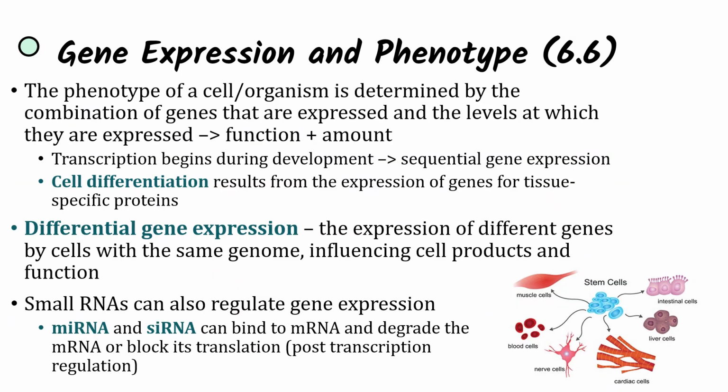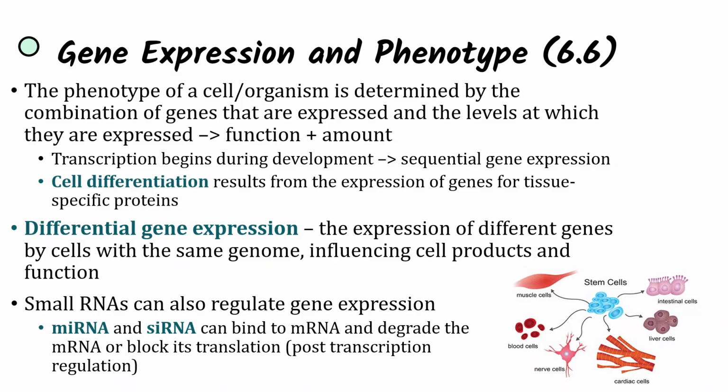Now, what is the point of all of this regulation of gene expression? Well, the phenotype of a cell or organism is determined by the combination of genes that are expressed and the levels at which they are expressed. And of course, the phenotype is going to be the outward appearance of the organism. So the function and the amount of the proteins that are created as a result of gene expression are going to result in the outward appearance.